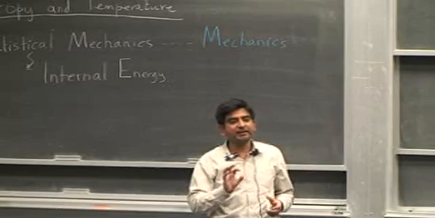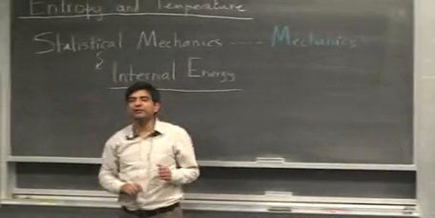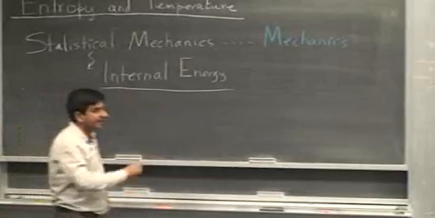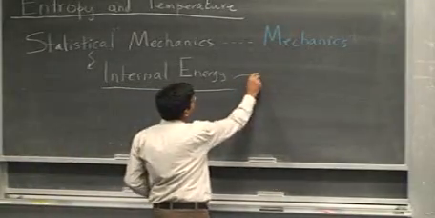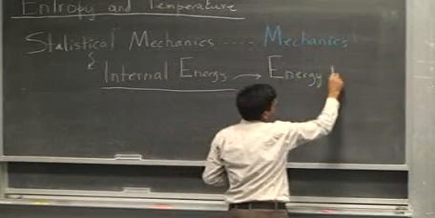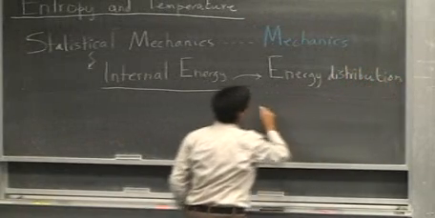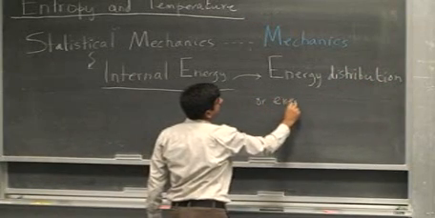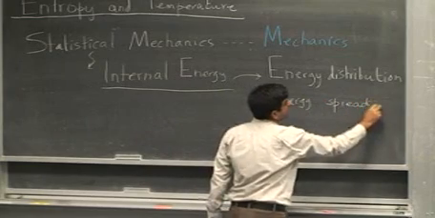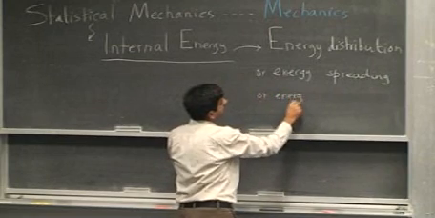So in statistical mechanics, we've introduced this concept of internal energy. And then we've seen how this energy is distributed inside the quantized levels. So we've talked about energy distribution, or energy spreading. How does energy spread inside the system? Or some people would like to call it energy dispersal.